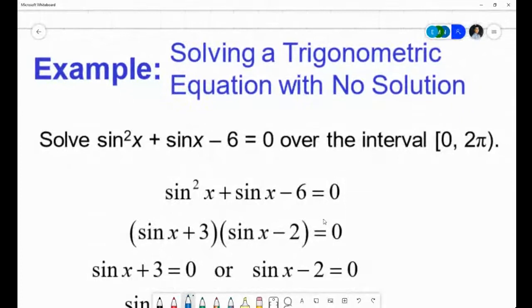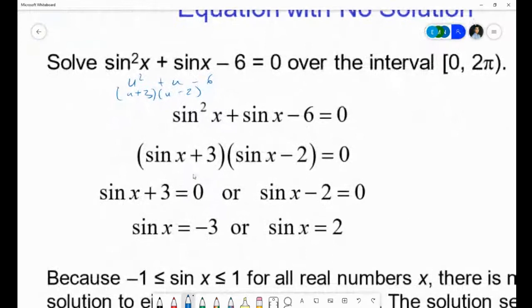All right, so we try to factor it like we normally do. This is a quadratic. If you're having a hard time seeing the factors, you can just let it be u squared plus u minus 6, so that you can factor this a little easier, and then substitute it back in when you finish. So this can be factored as u plus 3, u minus 2. Then just substitute u back in. So here we have sine x is equal to negative 3 or sine x is equal to 2.